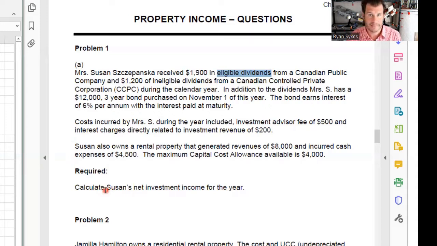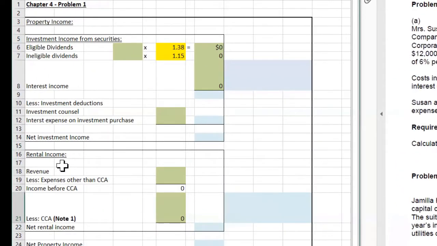The investment income, I would consider and classify to be the investment income from security, and then you've got rental income. Both of these are considered property income. So what we're trying to determine here is the property income. My apologies for the wording there in the question, but let's calculate the property income for Susan for the year. So here we have property income. We'll start with the investment income from the securities.